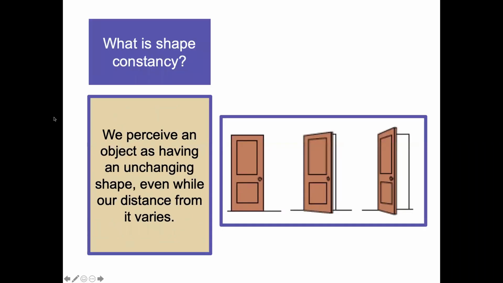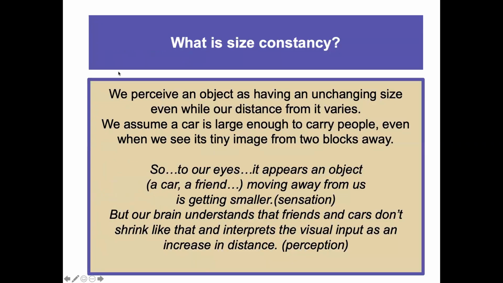So what about shape constancy? We perceive an object as having an unchanging shape, even while our distance from it varies. Size constancy: we perceive an object as having an unchanging size, even while our distance from it varies. So we assume a car is large enough to carry people, even when we see its tiny image from 2 blocks away. Think about it. You're standing on a corner waiting for a car to come, and it looks really tiny, but you recognize that it's big enough for you to fit in with maybe some of your friends, right?